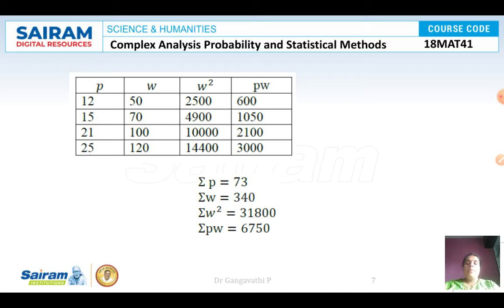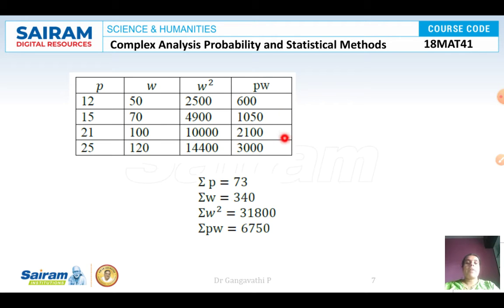From the table, it is observed that the sum of all the values of P, that is summation P, is 73. The sum of all the values of W, that is summation W, is equal to 340. And the sum of all the values of W square is 3180.